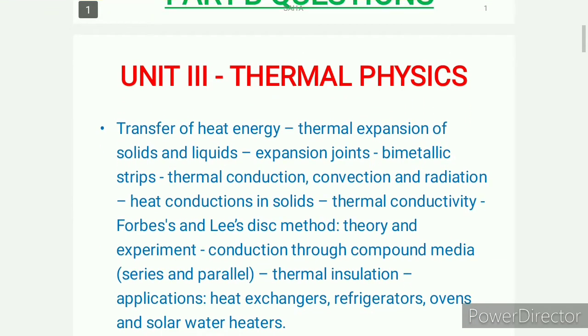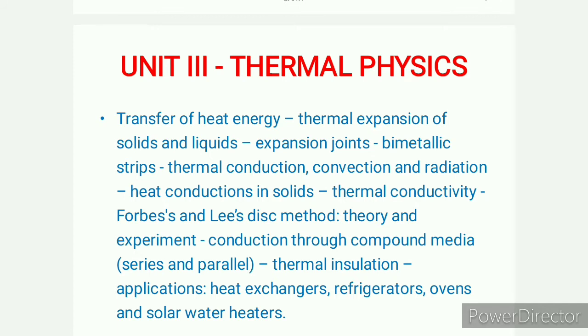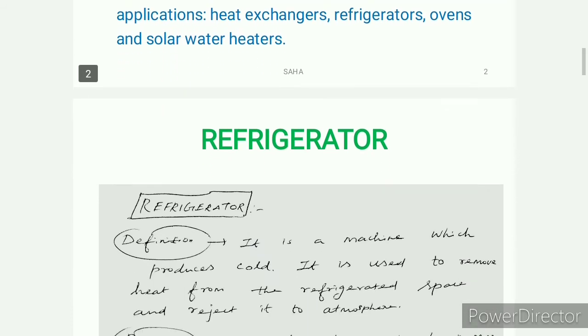Following topics are there: transfer of heat energy, thermal expansion of solids and liquids, expansion joint, bimetallic strips, thermal conduction, convection and radiation, heat conduction in solids, thermal conductivity, Forbes and Lee's disc method, theory and experiment, conduction through compound media, series and parallel, thermal insulation, applications of thermal insulation, heat exchanger, refrigerator, oven and solar water heater. Here we are going to briefly discuss the refrigerator.